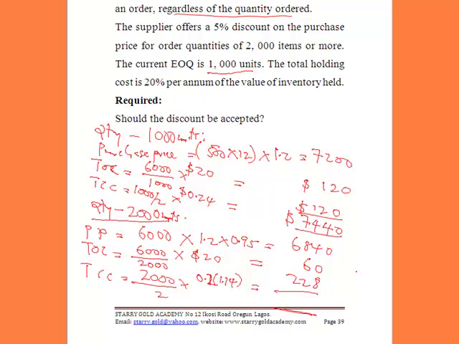So what is our total cost? 228 plus 60 plus 6,840. That gives us 7,128. So the total cost where we take the discount is 7,128, and where we did not take the discount is 7,440. So definitely and rationally, the discount should be taken because it's going to cost the company less.